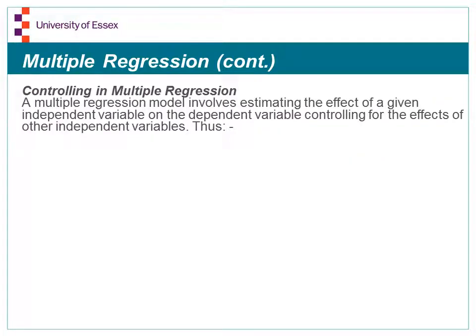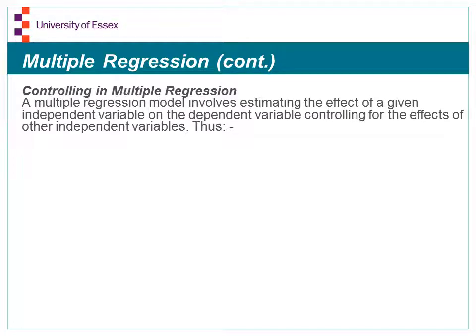So the first thing we're going to talk about is a notion of controlling in multiple regression, and in particular we're going to be looking at the effect that gender, which we were looking at with our dummy variable at the end of last week's lecture, has upon someone's earning income for our fictitious data set that we're looking at.